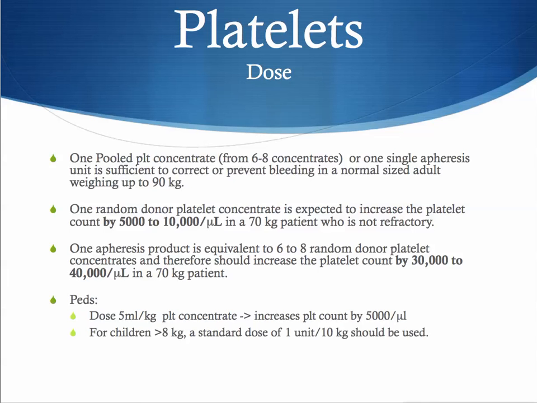In pediatric patients, your doses need to be based on body weight. So 5 cc's per kilo is an increase by 5,000. In children with body weight higher than 8 kilos, you use a standard dose, 1 unit per 10 kilos.